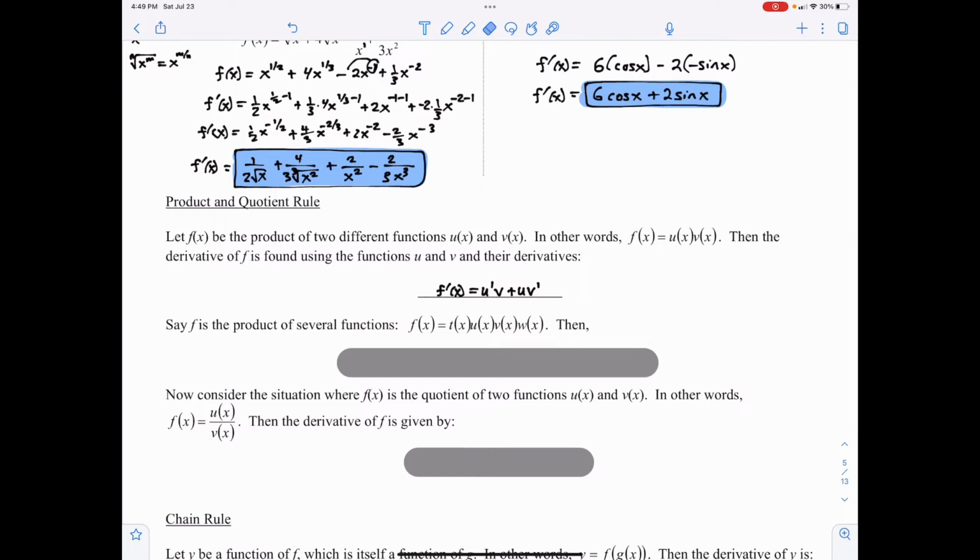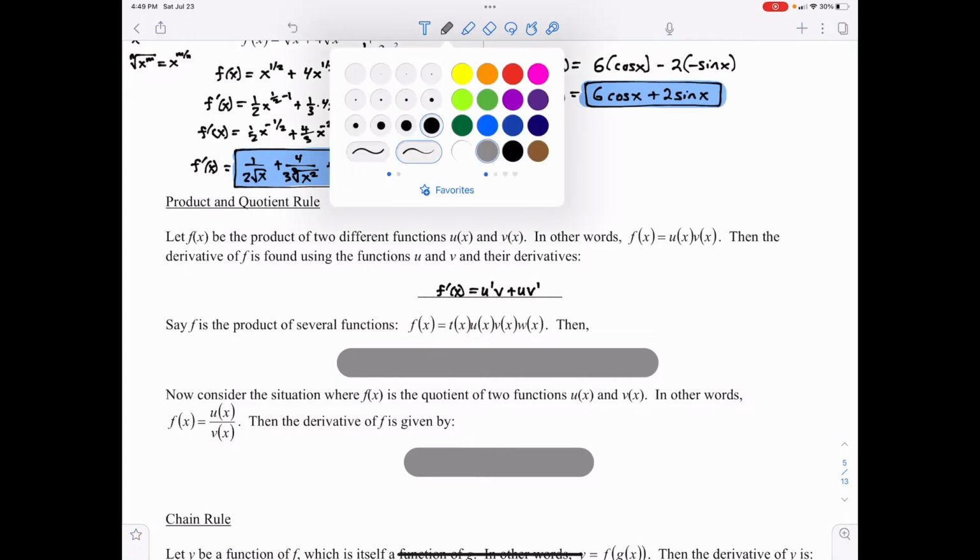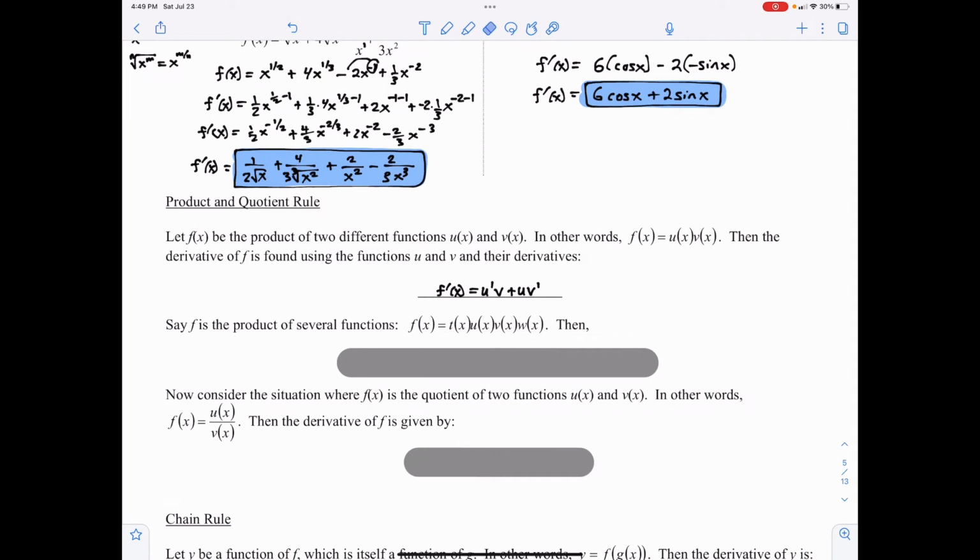Now let's say you have several products. Let's look at the example of t of x times u of x times v of x times w of x. Well, that's going to be t prime times u v w plus t times u prime times v times w plus t times u times v prime times w plus t u v times w prime.